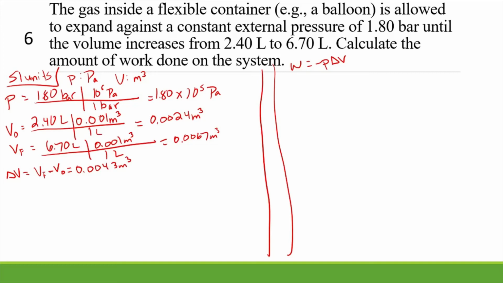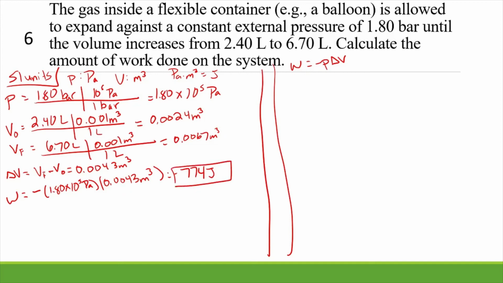And a pascal times meters cubed is the same thing as a joule. So then our work equals negative P, so negative 1.80 times 10 to the 5th pascals times delta V, 0.0043 meters cubed. This gets you negative 774 joules. The other way is when you look in the back of your book, you are told that there's 101.325 joules for every 1 liter times ATM.